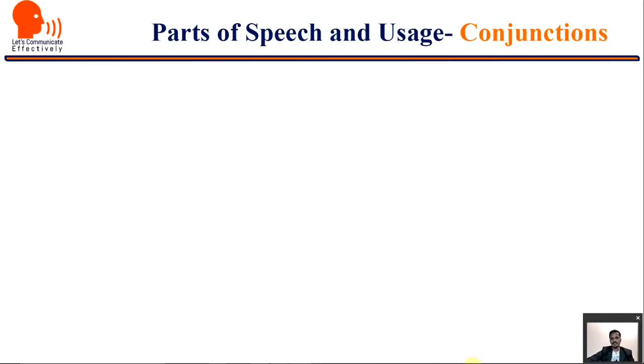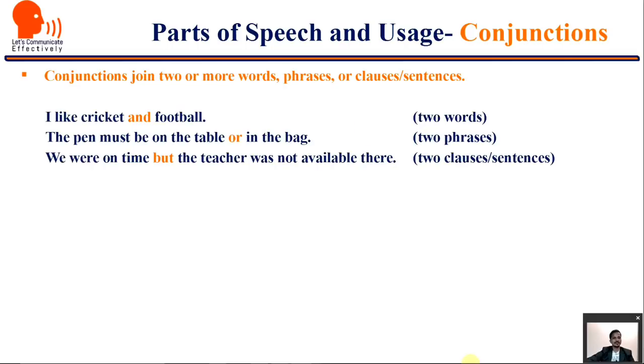Let us see the next part of speech, conjunctions. Conjunctions join two or more words, phrases or clauses, sentences. For example, look at these sentences. I like cricket and football: two words. The pen must be on the table or in the bag: two phrases, like on the table is one phrase, in the bag is another phrase.